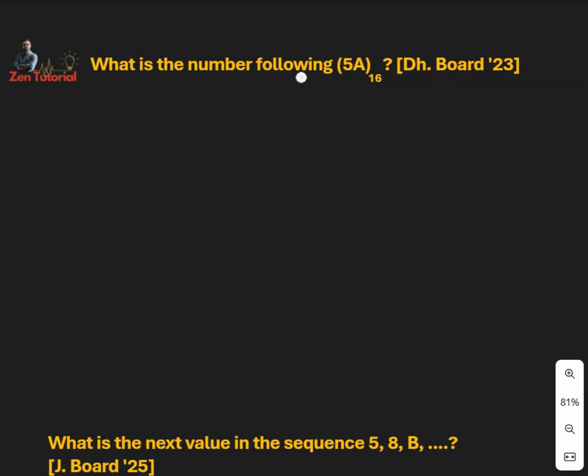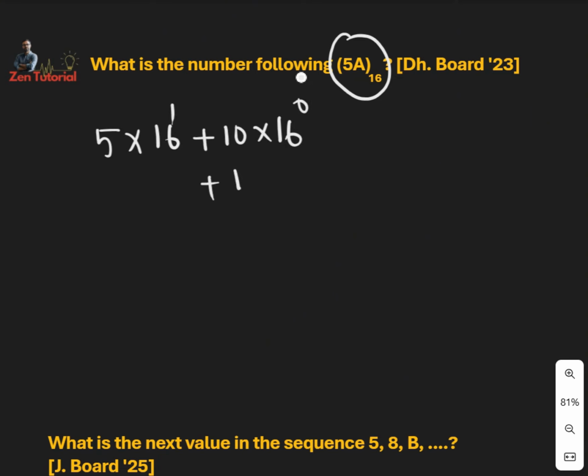What is the next number of the following? 5a. It means this is actually the hexadecimal number. So let's convert into decimal. 5a: 5 times 16, and a refers to 10 times 16^0, which is 1. So this is 10, and 5 times 16 is 80. So this is 90 in decimal number.